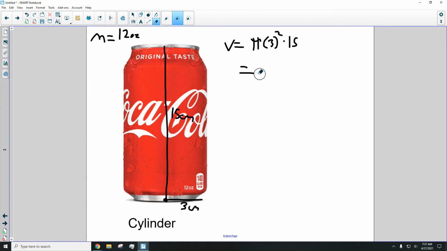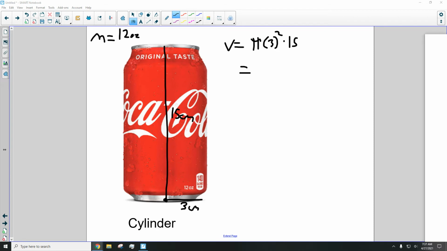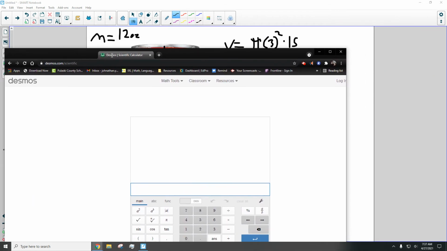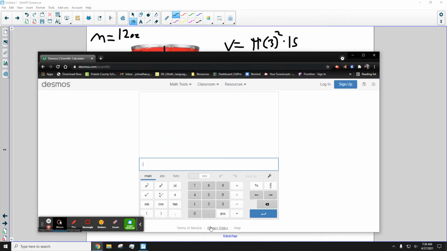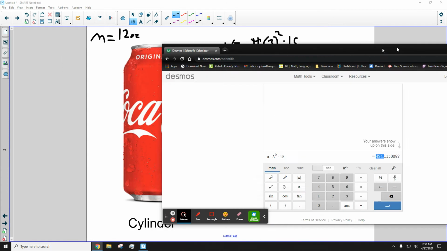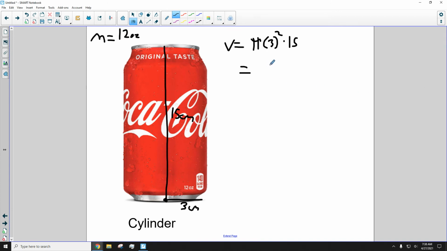And this is a little longer than I meant. And again, if you're not good at multiplication, well, you have Desmos. So let's adjust the size a little bit. I can just type in pi times 3 squared times 15, and boom, here I go. There you go. That's my answer. So I can say that's equal to 424.12 cubic centimeters.